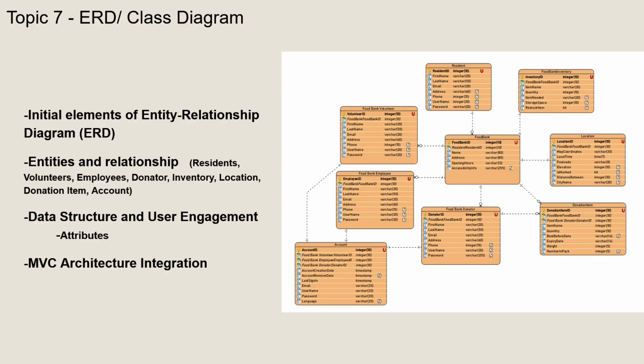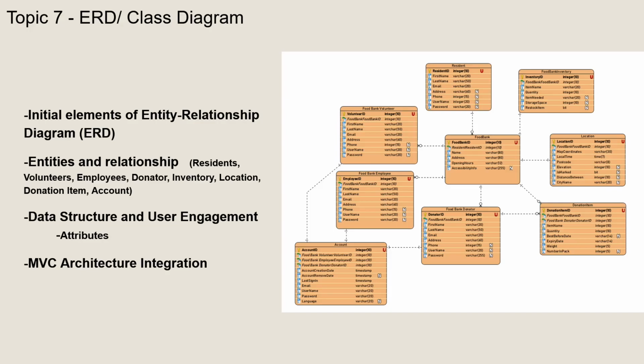These involve the connections between our key entities and allow the food bank web application to function easily and efficiently. The next topic I'm going to talk about is data structure and user engagement. I have already outlined all the ERD relationships. Now, the data within the system and how users engage with it. For each entity, we identify a unique ID, which is the primary key, and also a foreign key, which cross-references each entity.